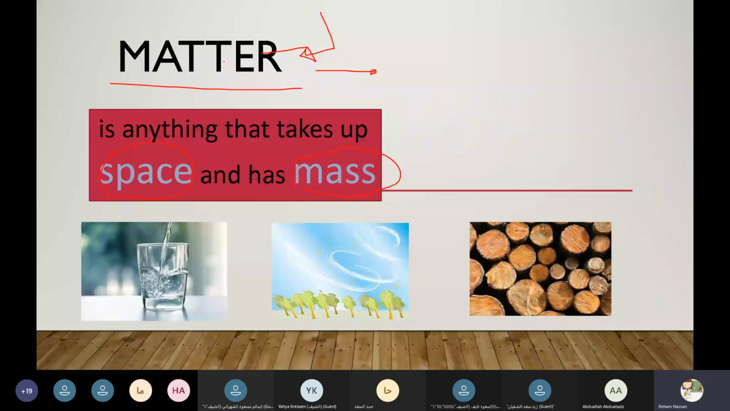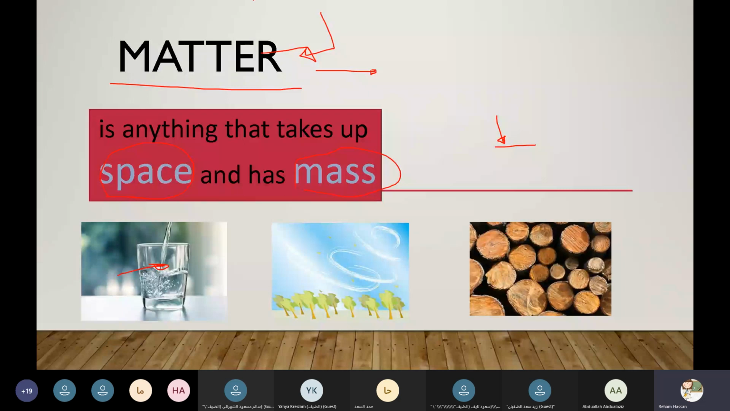Look here, Saud. What about the water? The water takes up space here in this cup. Can you see the water here? Yes, and it has mass. Today, inshallah, I will tell you about the mass. And what about the wood? This wood takes up space on the table. If you put this wood on the table, does it take up space? Yes, it takes up space and also it has mass. Thank you so much, Saud. I will tell you more about space and mass today, inshallah.